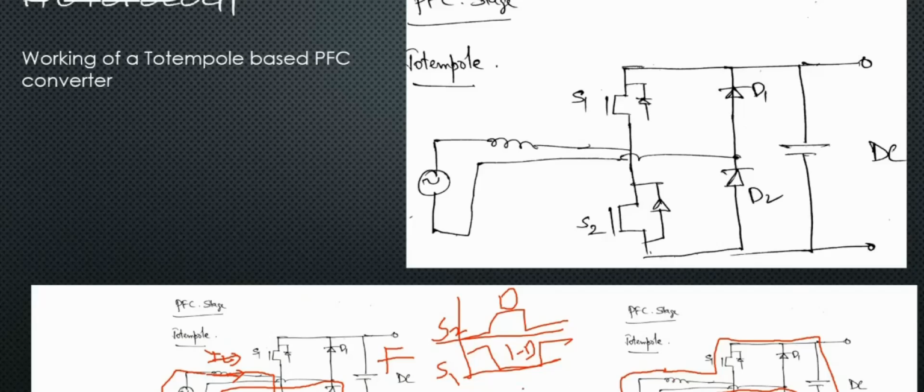Right, and similarly in the negative half, what you see on S2 and S1 will get inverted. So in the negative half, S1 will get such a thing and S2 will get such a thing. Okay, so now how does it help? So we go into the control logic.